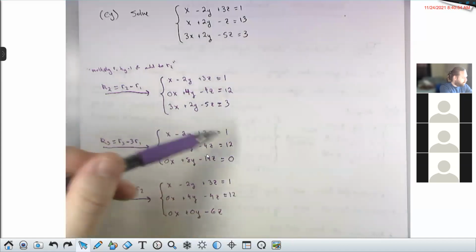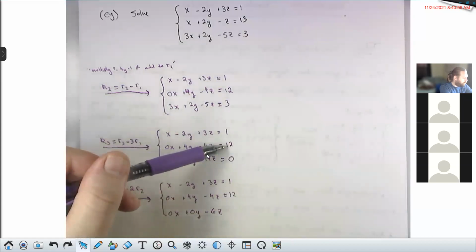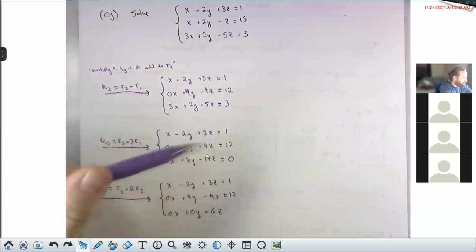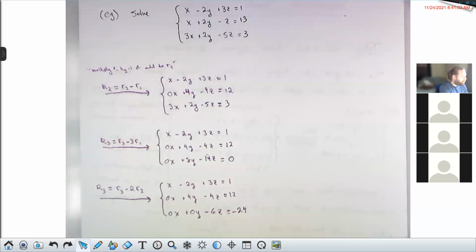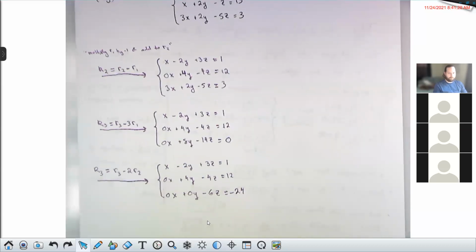And we have to be careful over here as well. -2 times this is -24 plus this, 24. Now we are in triangular form. Here's my main diagonal. Everything beneath that is 0. So we've solved the system. We just have to back substitute.